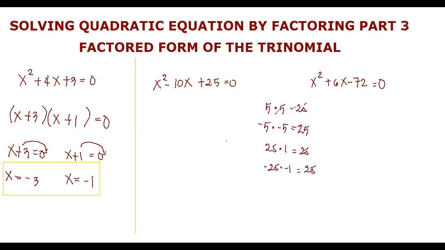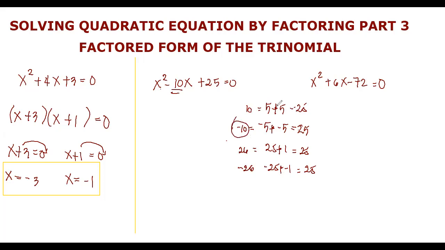Now let's change this multiplication to addition. 5 plus 5 is equal to 10. Negative 5 plus negative 5 is equal to negative 10. 25 plus 1 is equal to 26. Negative 25 plus negative 1 is equal to negative 26. Right? So which one has a sum like this, negative 10? This one.